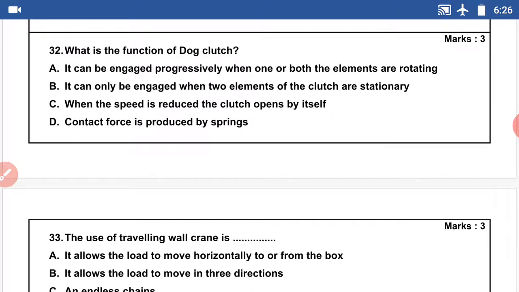What is the function of torque clutch? This question answer it can only be engaged when two elements of the clutch are stationary. Option B correct answer. Question number 33.